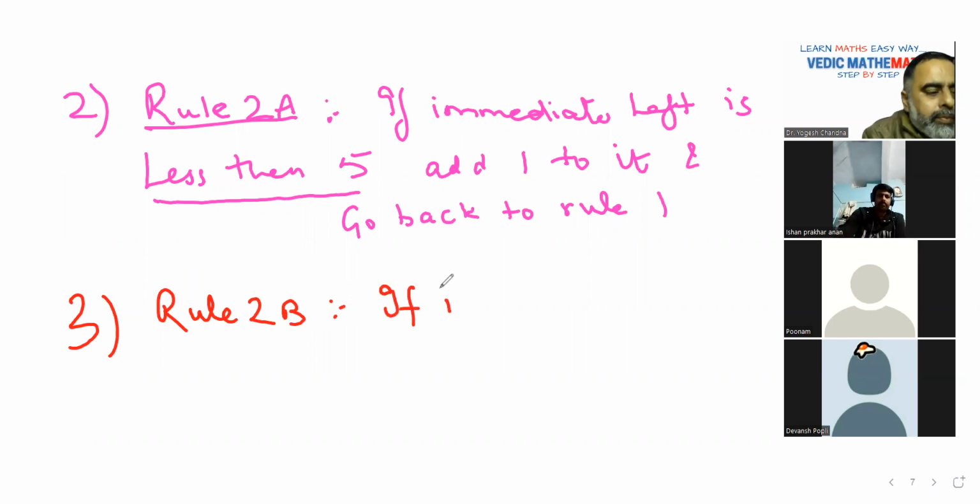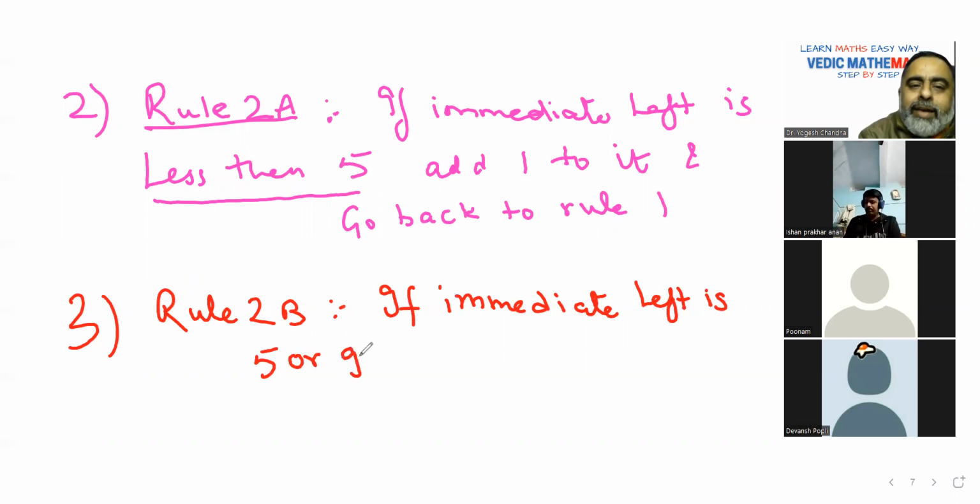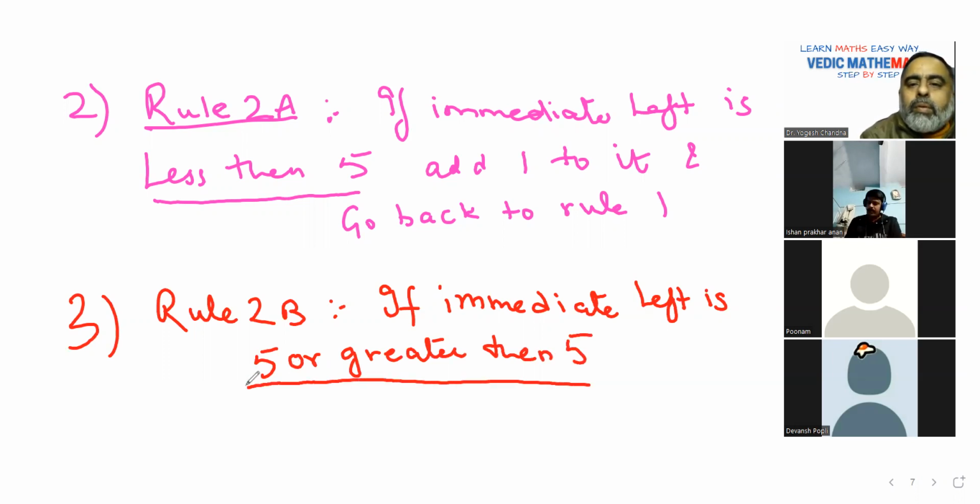If the immediate left is 5 or greater than 5. Are you understanding now? See, earlier it was less than 5. Now 5 or greater than 5. Why I'm writing this is so that you don't get confused with signs. I'm writing clearly, big.